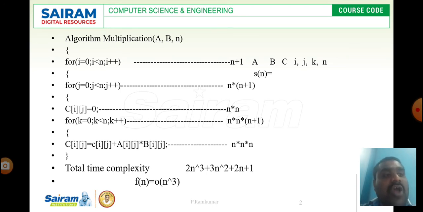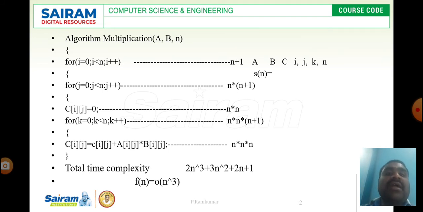Here we must always remember that whatever statement comes under the for loop will be executed as many times as the increment or decrement part is executed. In this for loop, i plus plus is executed n number of times. So the statements under the for loop will also be executed n number of times. So j equal to 0, j less than n, j plus plus is also n number of times, c of ij equal to 0 is also n number of times, the k for loop is also n number of times, and the computational part is also n number of times.